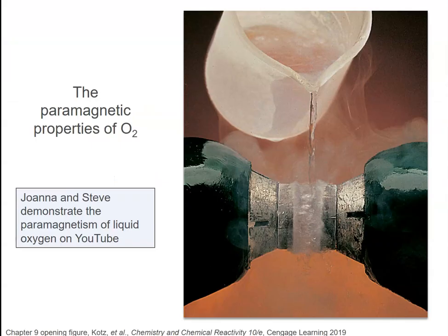So this is our chapter opener. This shows the paramagnetic properties of oxygen. This is liquid oxygen, and if you pour it between the poles of a magnet, you'll see that the oxygen is attracted to the magnet. So I'm going to go on YouTube and show you this video that I found of two students who will demonstrate this for us.